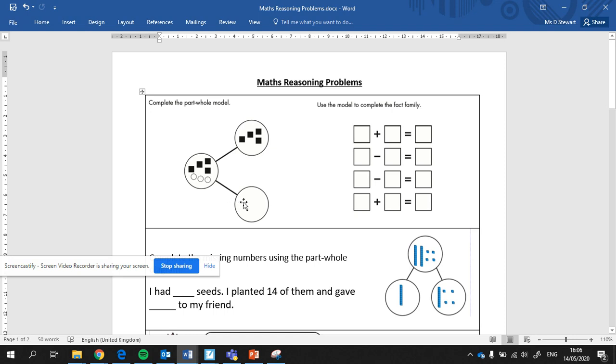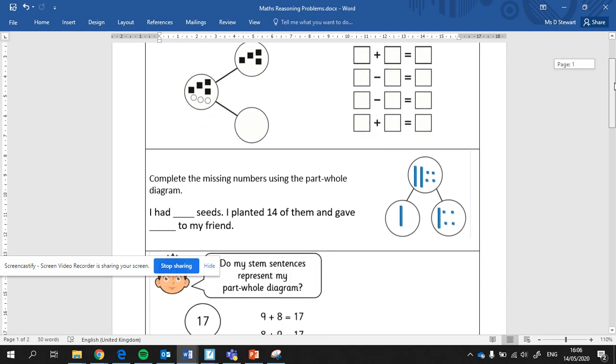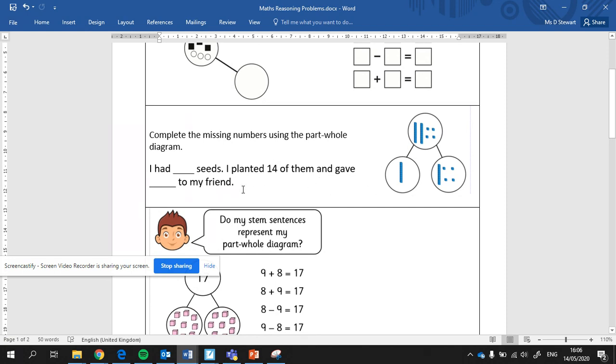So you had to think about filling in this part whole diagram and using just these numbers to fill this in. So that was the question that most people found hard. So have a little look and see if you can do that now. This one, we're thinking about a sentence, kind of number story that we can fill the different numbers into. I had so many seeds, I planted 14 of them and gave so many to my friend. Can you use the numbers in the part whole diagram to tell that story? So that's to help with your problem solving.